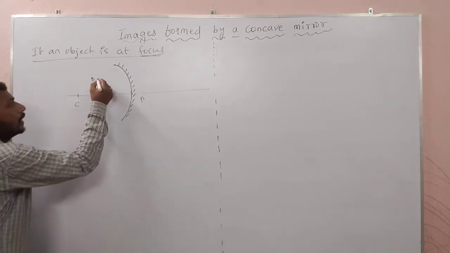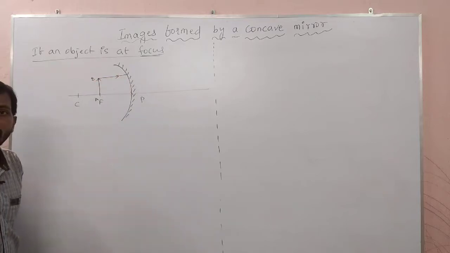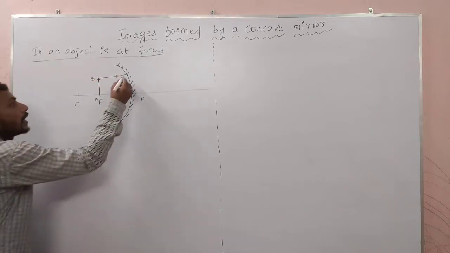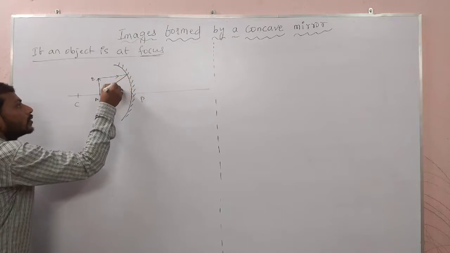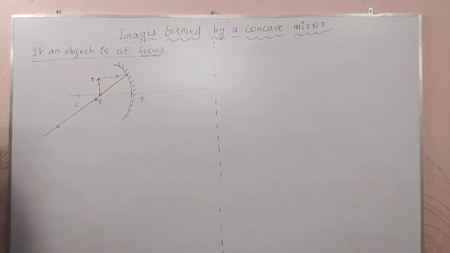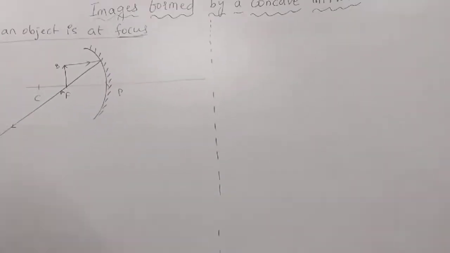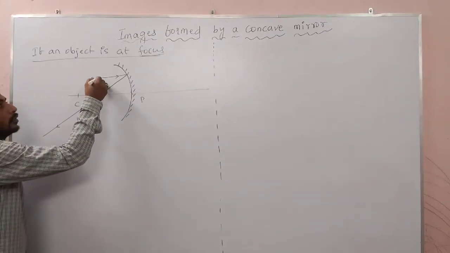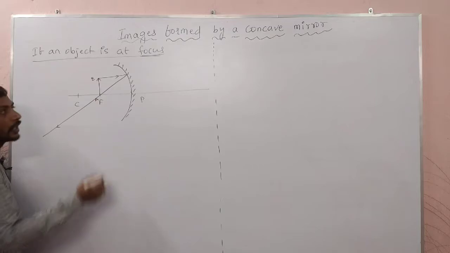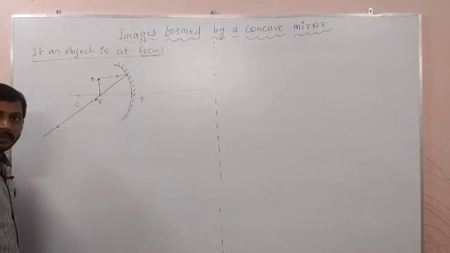If I take the incident ray parallel to the principal axis, then the reflected ray will pass through the focus like this. This is the reflected ray. For the second ray, it is not possible to take one from the focus, because if you take it from the focus, it is not going to fall on the mirror.